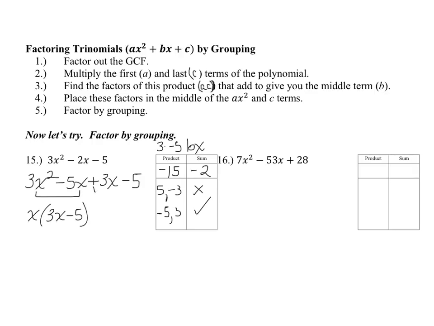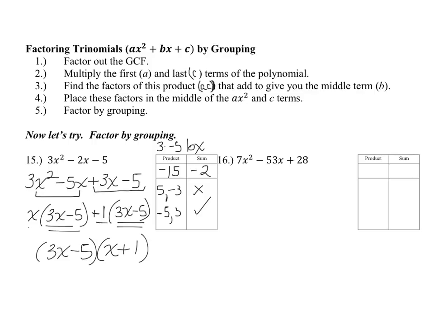And then the second group, we don't actually have a GCF there, but we have to pull out a 1. The reason is that it's a placeholder for us. When you pull out the 1, you still just have 3x minus 5. And so if you notice, the 3x minus 5 is what the two terms now have in common. So I pull out that 3x minus 5, and I'm left with the coefficients of that, x plus 1. And there are my factors.